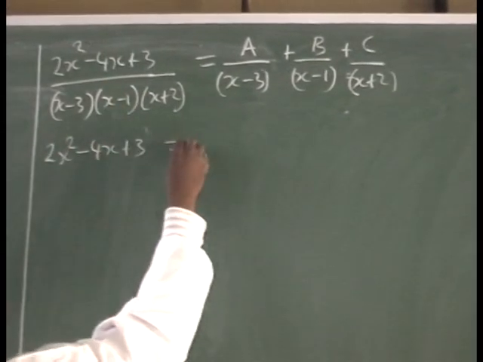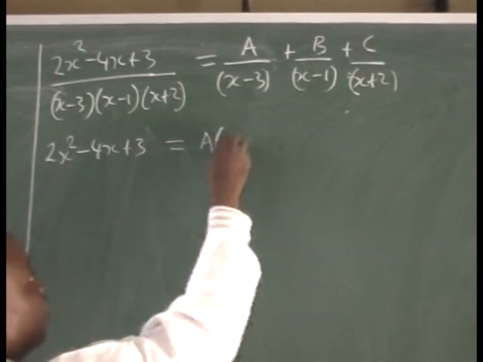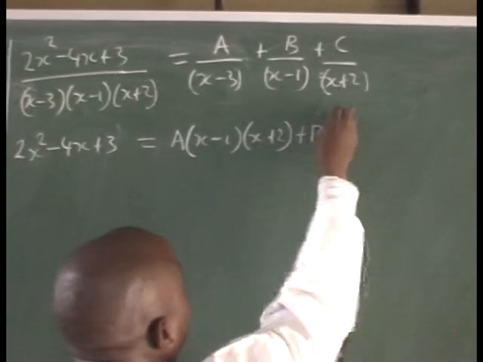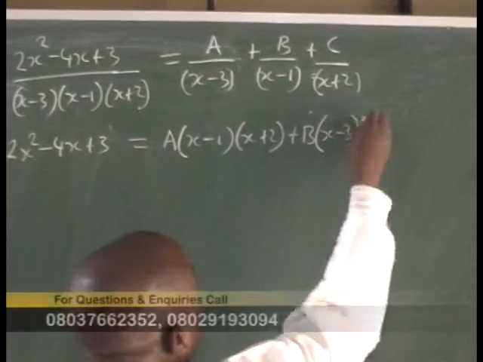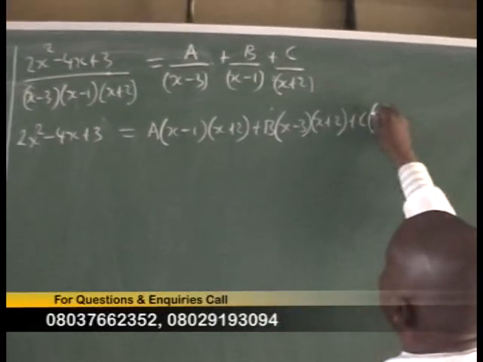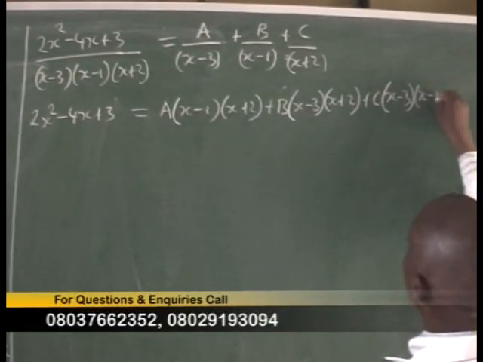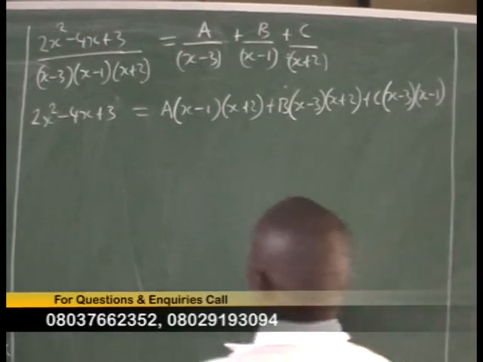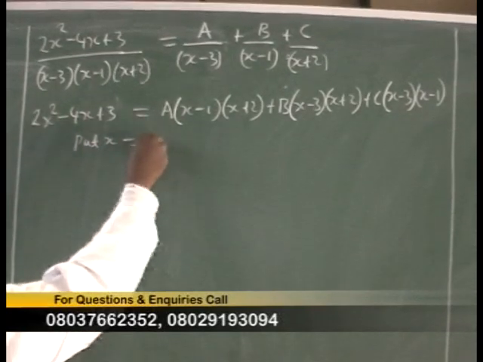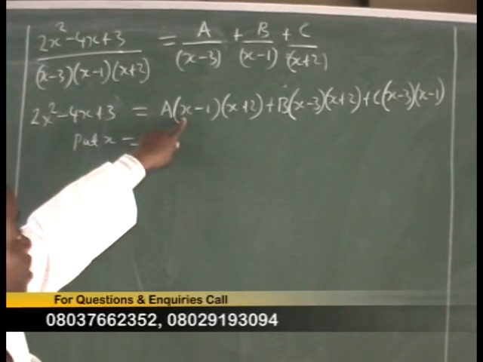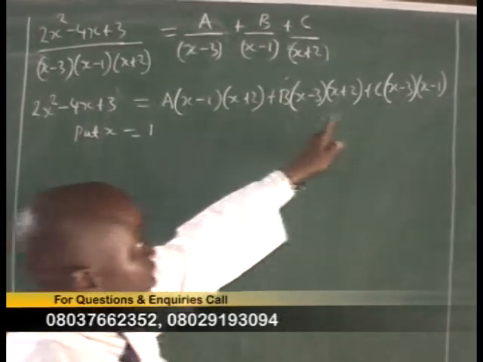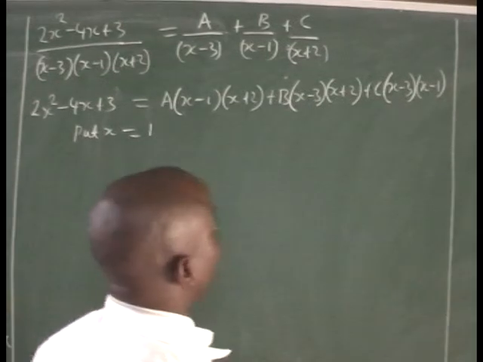So this is the same as A bracket x minus 1, x plus 2, plus B bracket x minus 3, x plus 2, plus C bracket x minus 3 and x minus 1. Now I'm going to put x equal to 1. I'm putting x equal to 1 so that this place will be 0. If I put x equal to 1 here, the whole of this will be 0, and the whole of this will be 0. So I can now get the value of B.